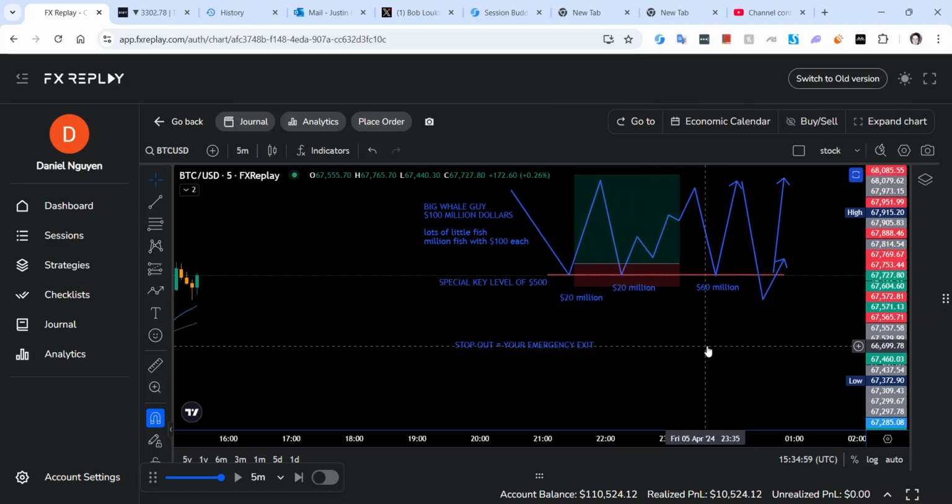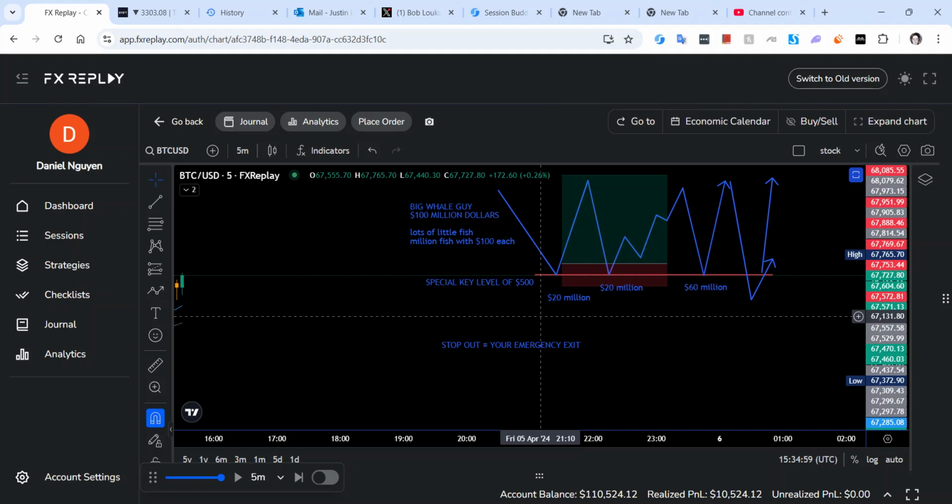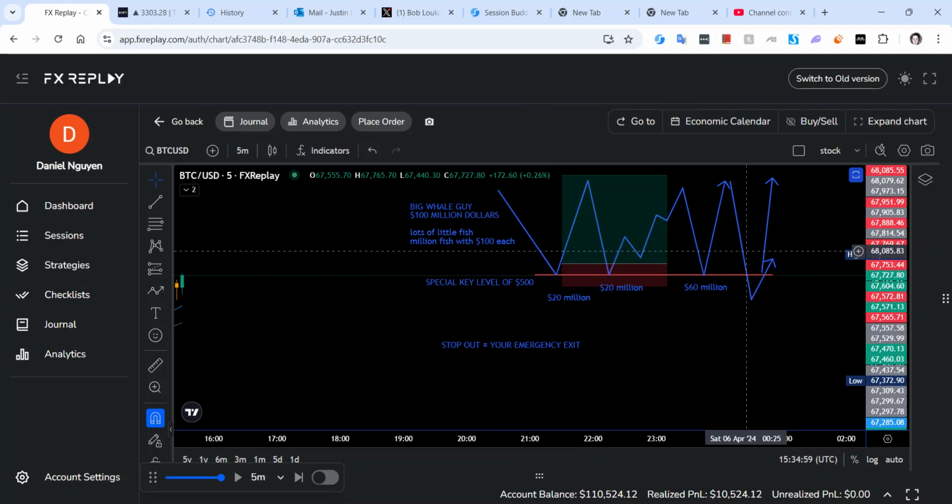So what we're looking for is we're looking for price to form clear liquidity areas. Then when price goes through those liquidity areas and confirms that it was a fake out, that it was just sucking those orders in, then we look for the next liquidity area to where the whales might want to push the price. And we use that as a way to find trade.